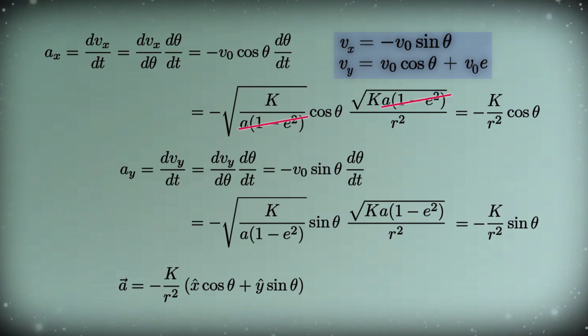And hey, wait a minute. That combination of unit vectors is none other than r hat, remember? So what we've just shown is that acceleration is minus k over r squared times r hat. Eureka! It all hangs together.